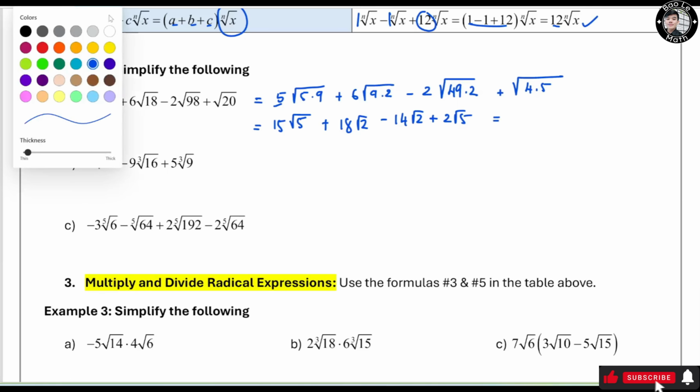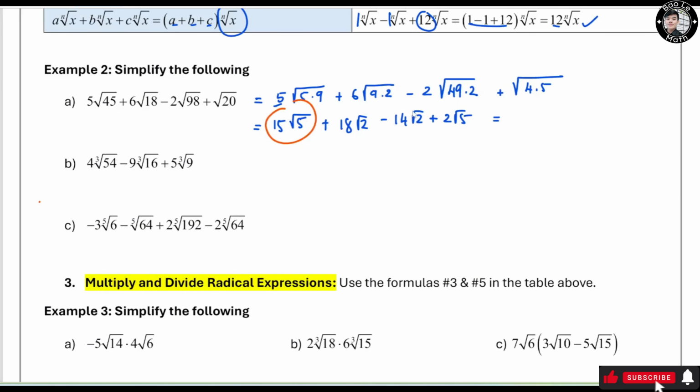Simplify. This guy and this guy are like terms, right? So 15 plus 2 it could be 17, and rewrite root 5, right? This guy and this guy are like terms, right? So 18 minus 14 is going to be plus 4, rewrite root 2. So keep that in mind.